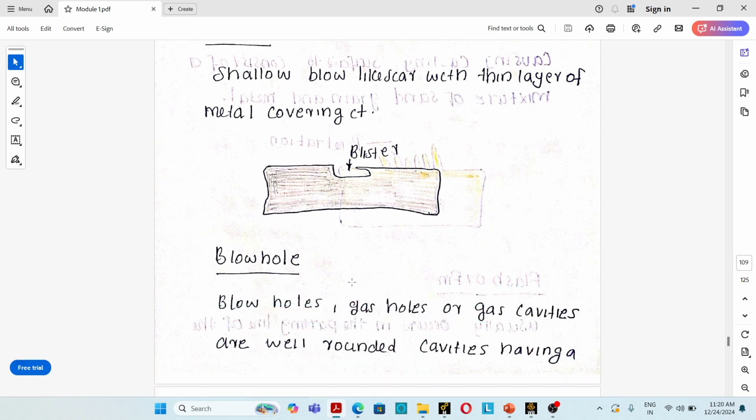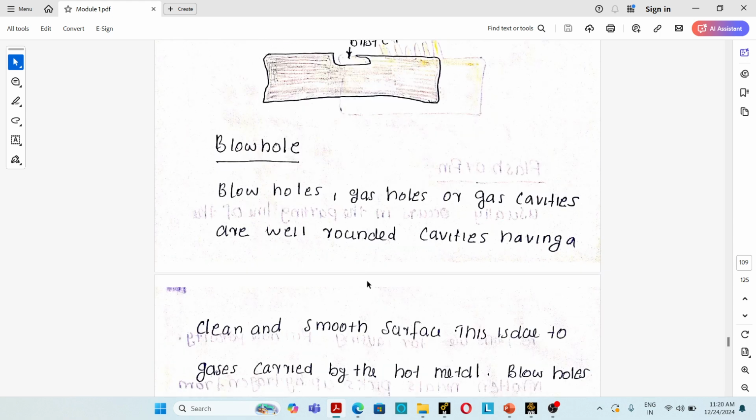So these are the surface defects: blow, scar, scrap, drop or crush, penetration, flash or fin, and blister. Next are internal defects. There are three classifications of internal defects: blowhole, pinhole, and inclusion. The first one is blowhole.